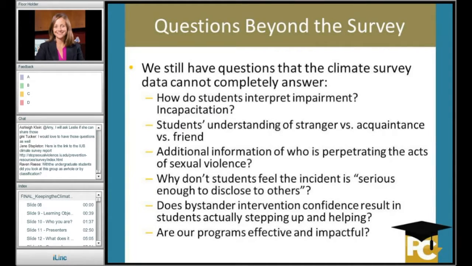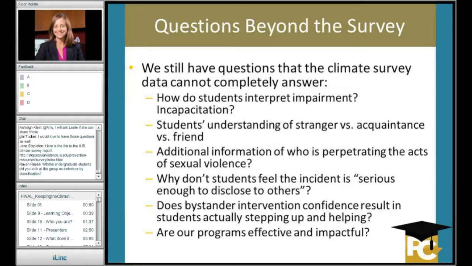One question we had specifically from our survey was students' understanding of stranger versus acquaintance versus a friend. We had a high number of individuals indicate that the person who sexually assaulted them was a stranger, more like 30% as compared to what maybe the national statistics show. So we had more questions. Well, how do students identify stranger? Maybe how are dating apps or how is social media changing this? Maybe was there alcohol involved or not? So that's an area where we would need to dig deeper and have more questions.